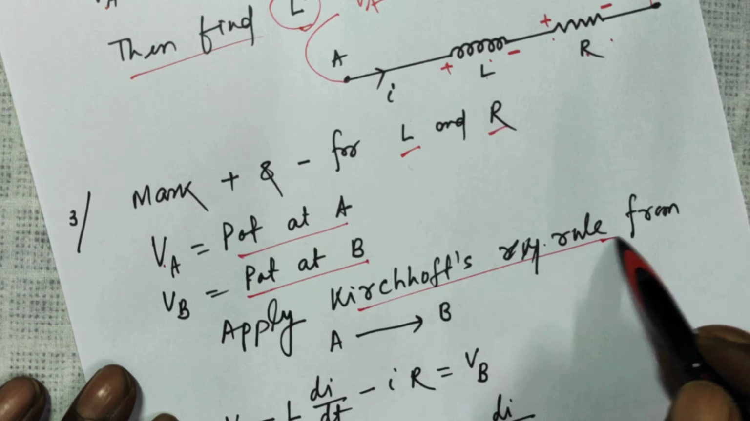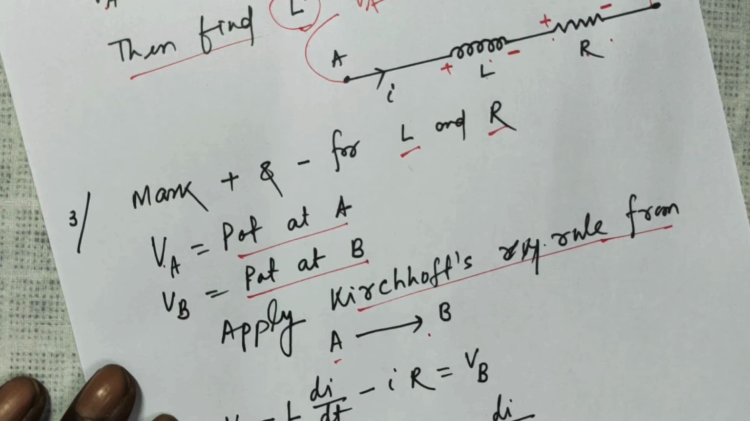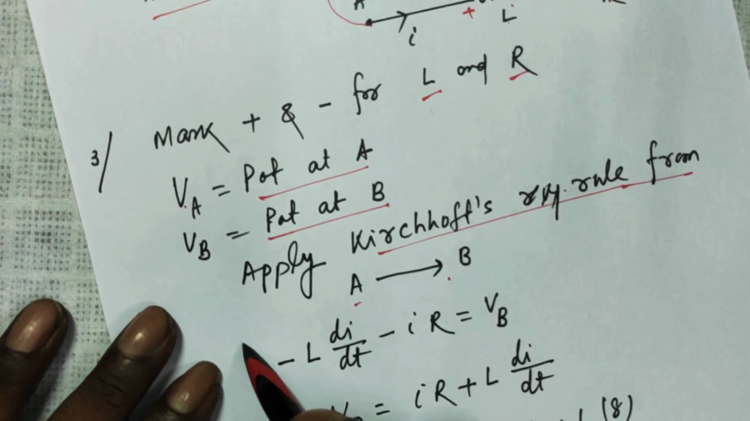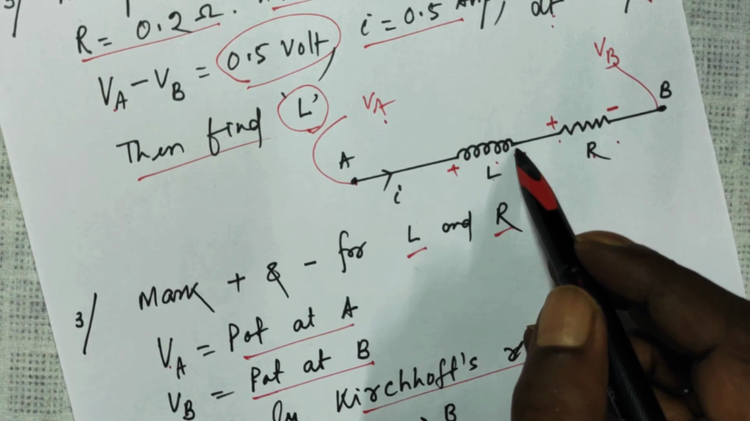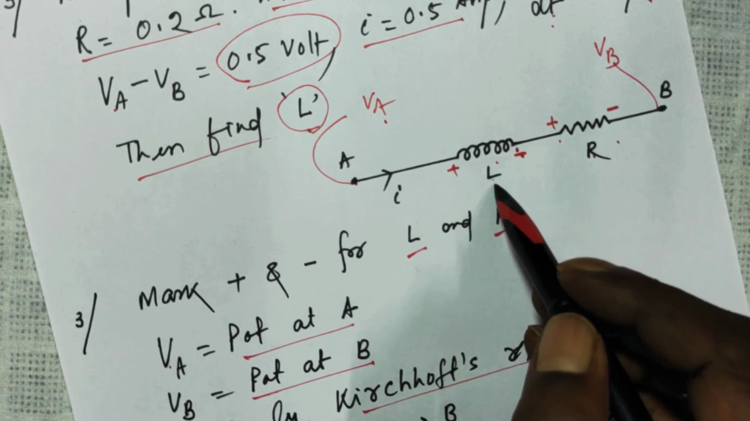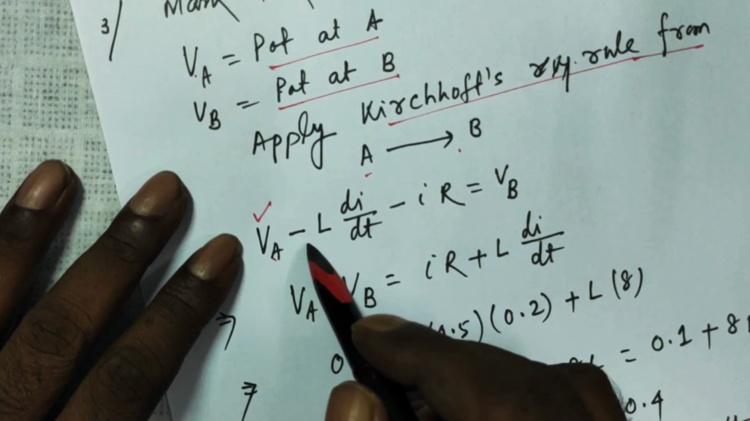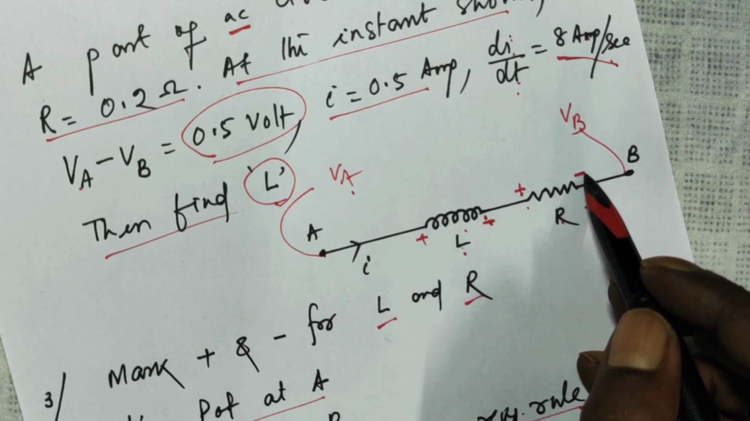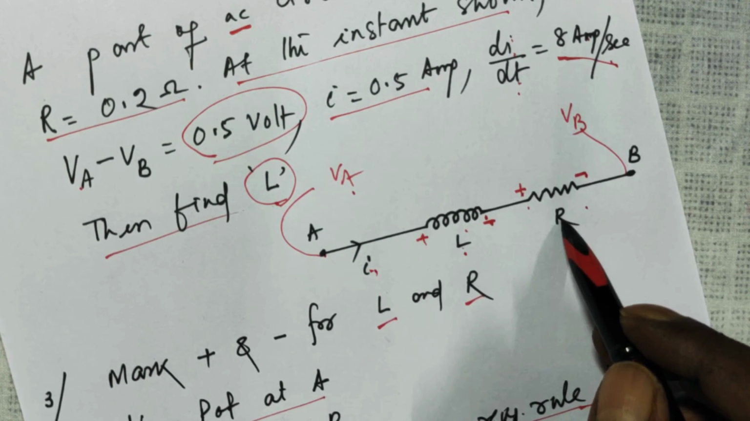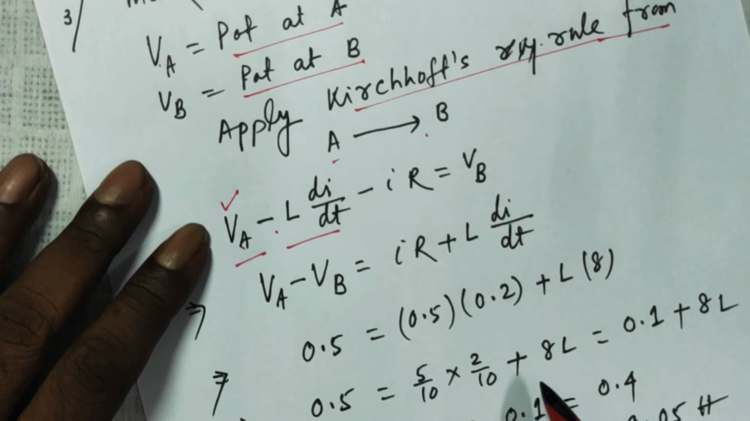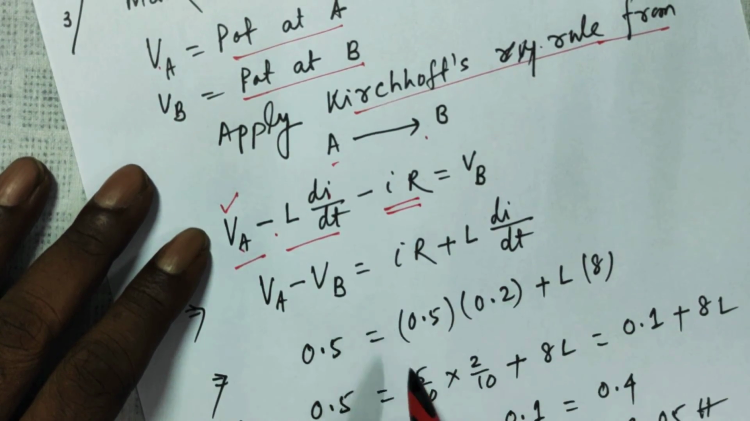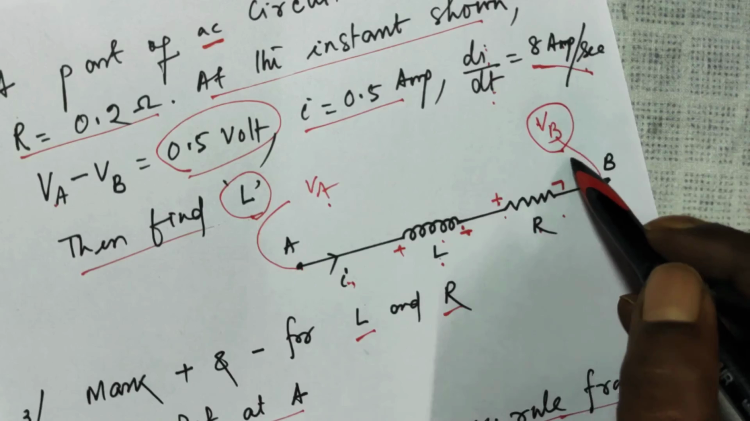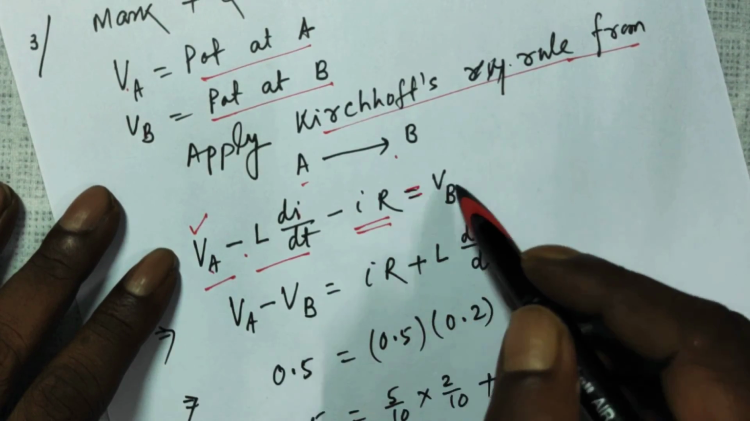Applying Kirchhoff's rule and going from A to B. So begin with point A, VA. Going from here to here, there is a drop. So minus L dI by dt. Then going from here to here, there is a drop. Current is I into R, minus IR. Now I arrive at B, means at a potential of B, that is VB. So it is equal to VB.